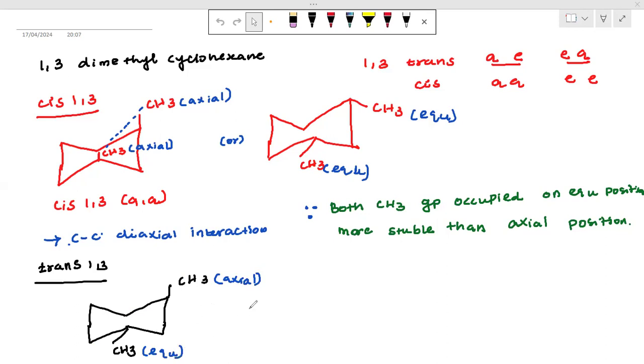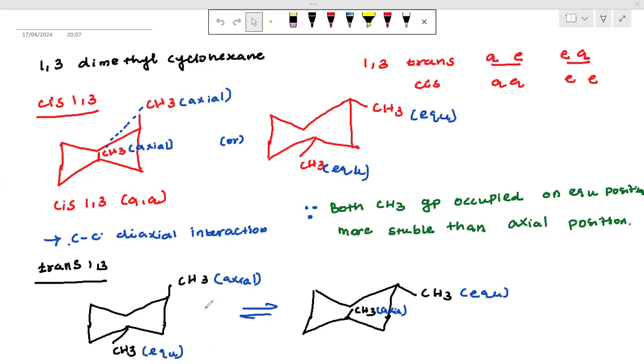Another possibility is that these flip with each other. Then one is at the equatorial carbon, and the second is axial, straight up axial. So this carbon is equatorial and this carbon is axial. So we will have 50% equatorial and axial, both sides equally.